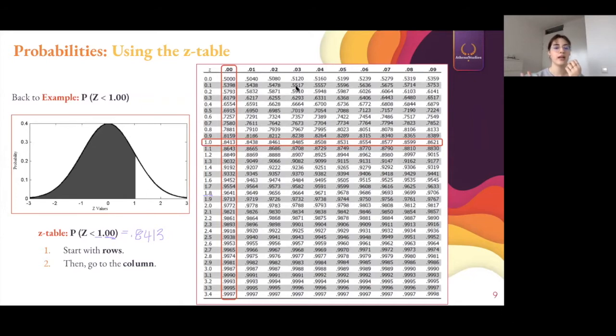So is this clear to you guys? Let me know in the chat. Type yes in the chat if this is clear for you guys.